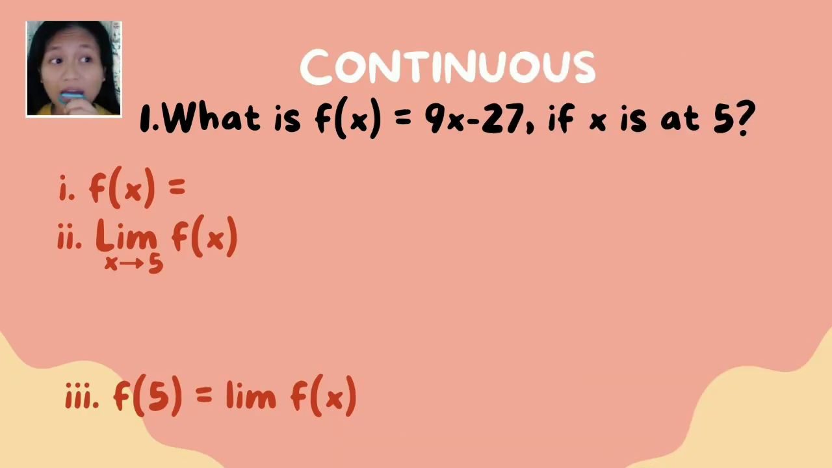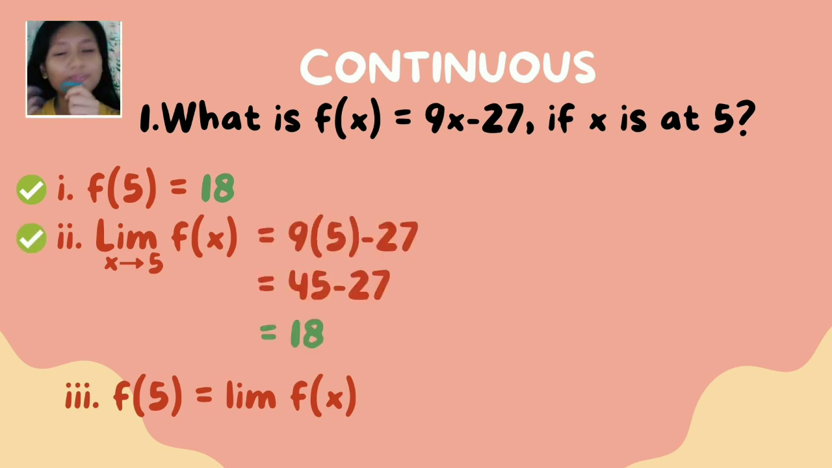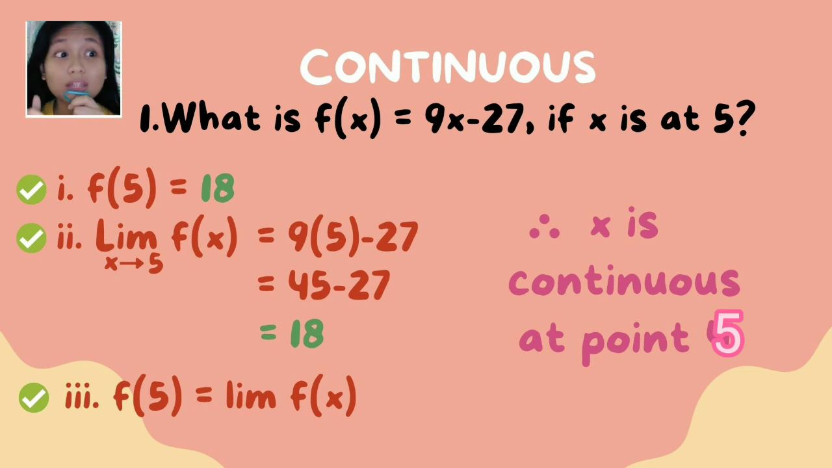What is f of x equals 9x minus 27 if x is at 5? Since x is 5, we just have to directly substitute it. As you see, it exists. The process is the same with limits. 9 times 5 equals 45 minus 27 equals 18. They have the same values, so condition number 3 is satisfied. Thus, f is continuous at x equals 5.